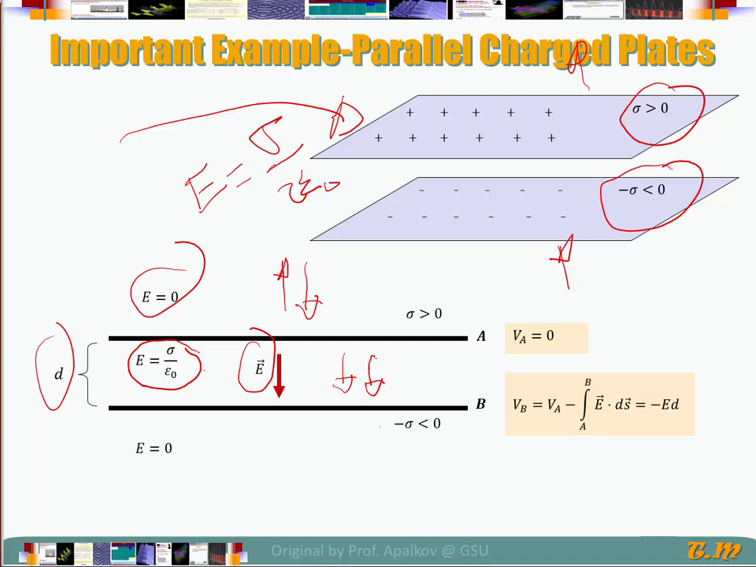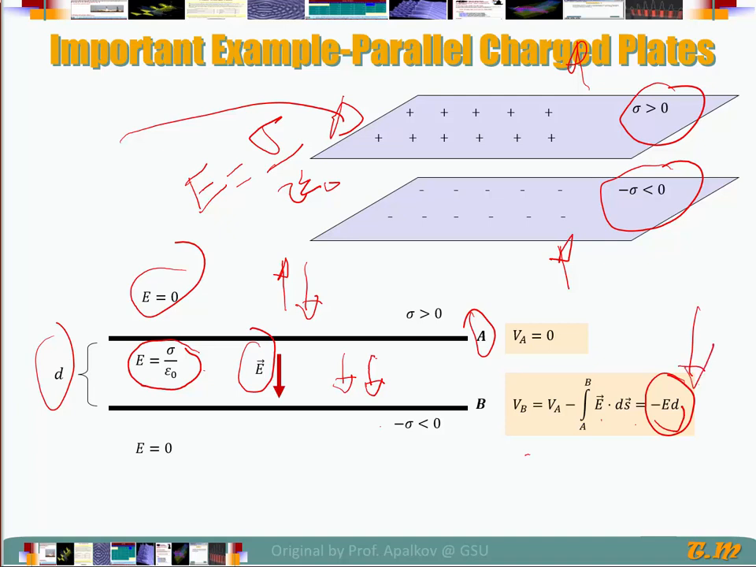In this particular situation, if we set up our electrical potential here at 0, then since I have a constant electrical field, E dot ds gives us minus Ed. So my change in potential, or VB minus VA, is just minus Ed. It depends on the electrical field and it has a linear relationship on d.